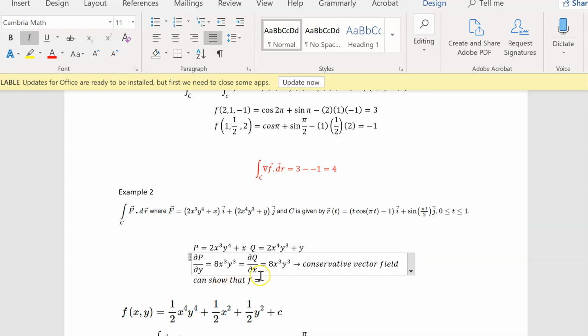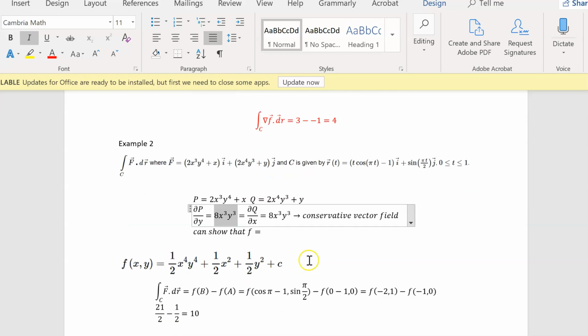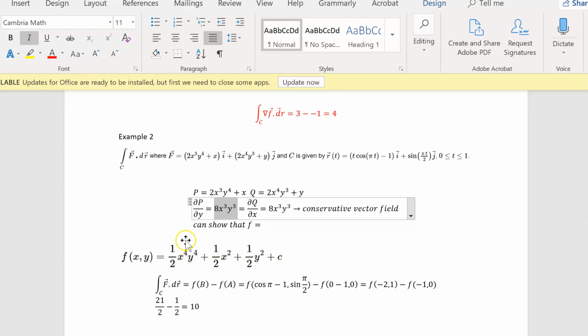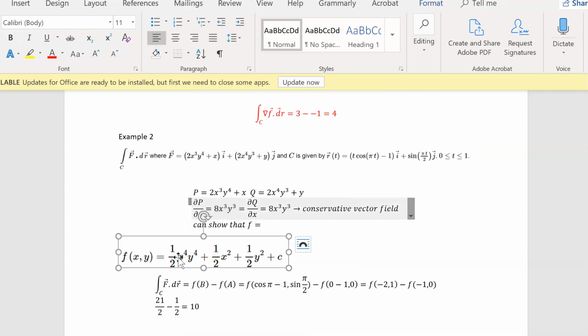So you can say that the partials are equal, p with respect to y and q with respect to x. That means a conservative vector field. And then we would have learned techniques in Calc 3 for how to find the potential function.